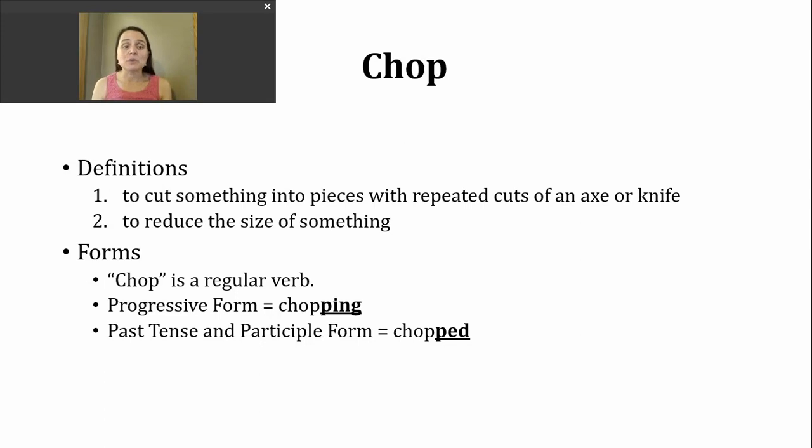We're going to follow the same rule in making the past tense and participle forms. We're going to add a second P and then add ed. Because this verb ends in a p sound, the ed is going to make a T sound. Chopped, chopped.